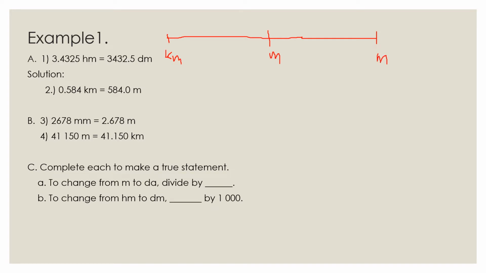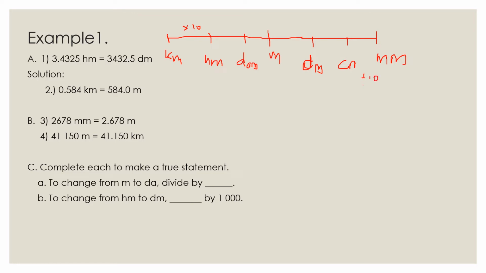Now, after the millimeter, we have centimeter, and we have decimeter, dm. After the meter here, we have dam or decameter. And then after that, we have hm or hectometer. So remember, according to the rules, we multiply it by 10 for each step. Then from smaller to bigger, we divide it by 10.